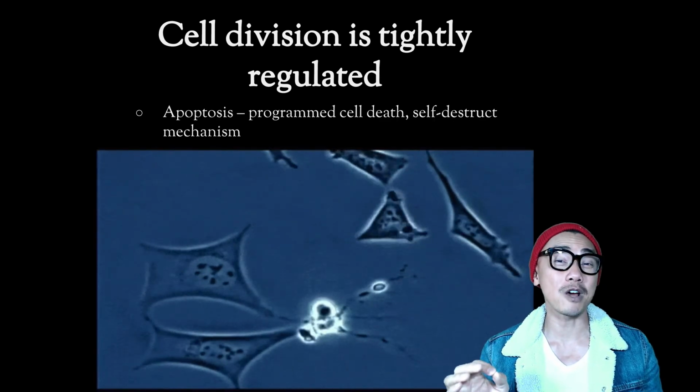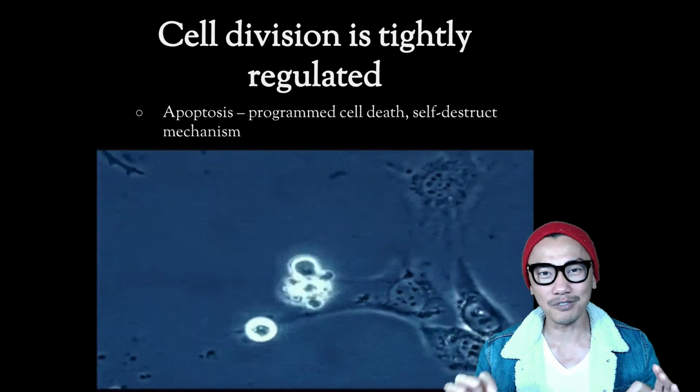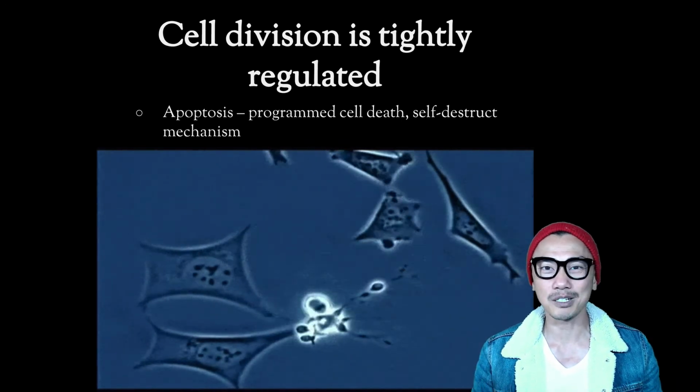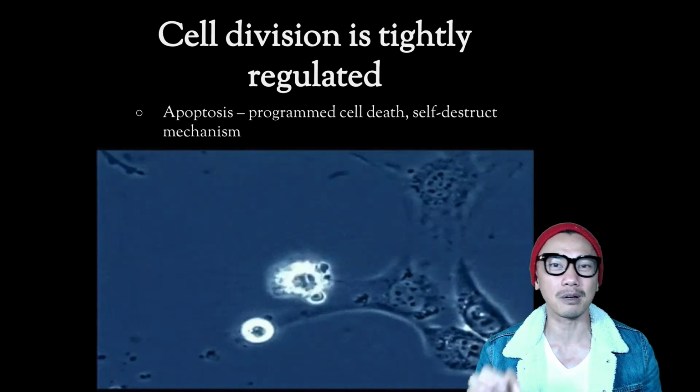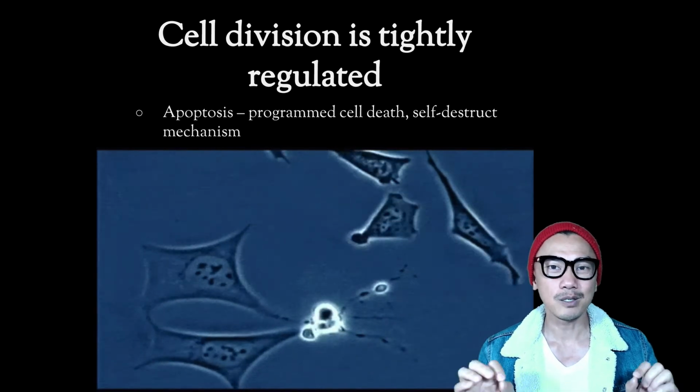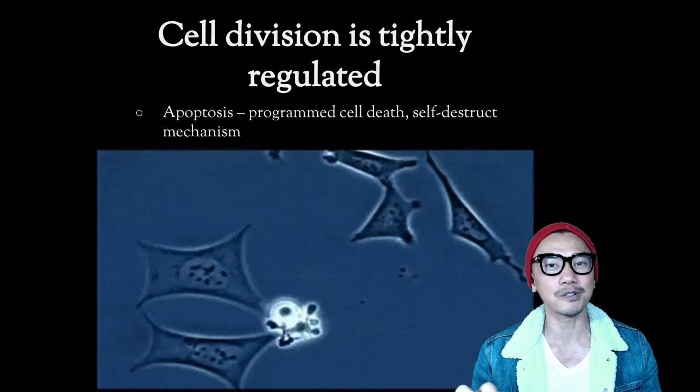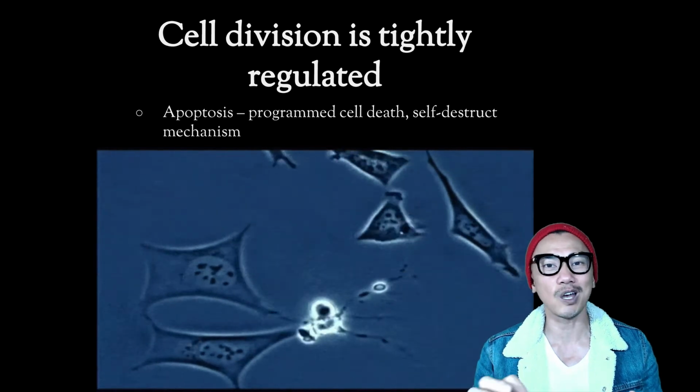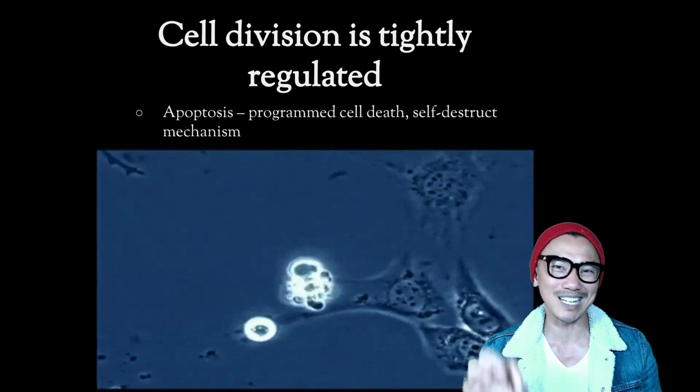Apoptosis is programmed cell death. It's a self-destruct mechanism designed to prevent cells from producing more abnormal, damaged daughter cells. You can see apoptosis on this slide. It's happening to the cells that look like they're imploding in on themselves.